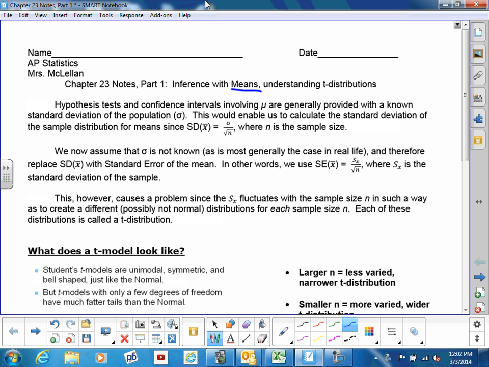All right. First of all, if we were to do our hypothesis test and confidence intervals involving a mean, and then they give us a known population standard deviation. Okay, so you need to make note that if it's a sigma, it's the population standard deviation. And that would be great. That would enable us to calculate the standard deviation for the sampling distribution, and we would do this formula that we have done in the past.